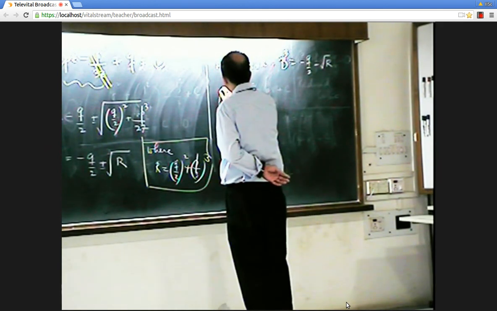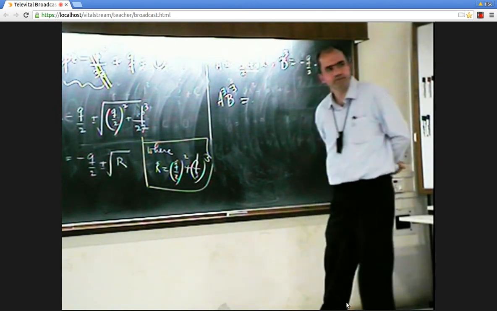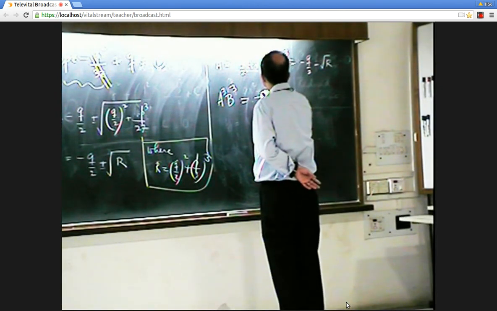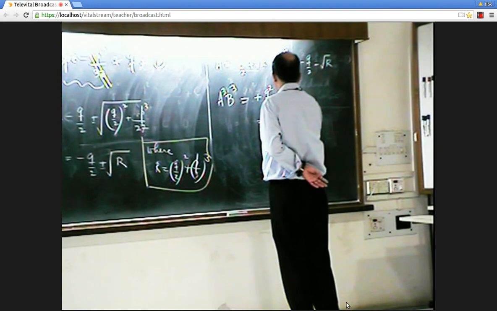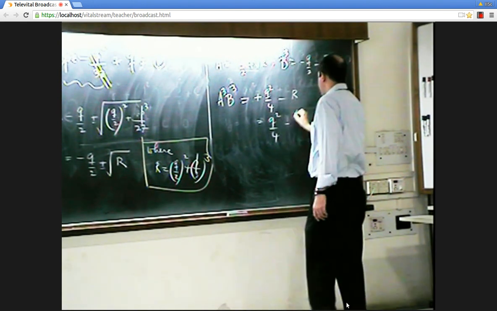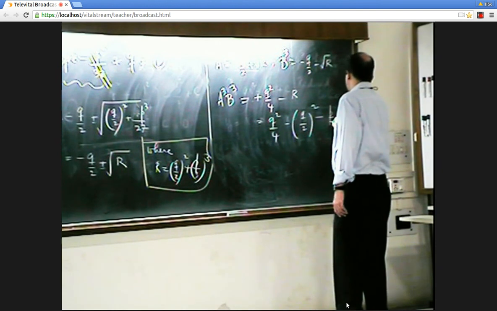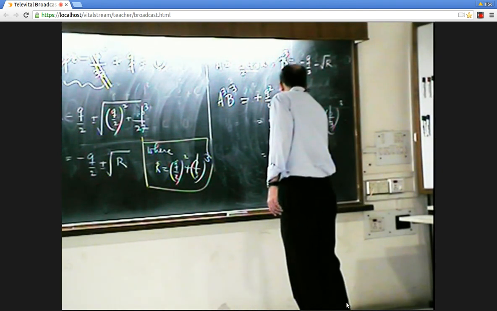Let's multiply these out. Let's see what you get. If you multiply these out, you're going to get u squared by 4 minus r. But I know what r is. R is (q by 2) squared minus (p by 3) cubed. All right? So this is exactly minus p cubed by 27.